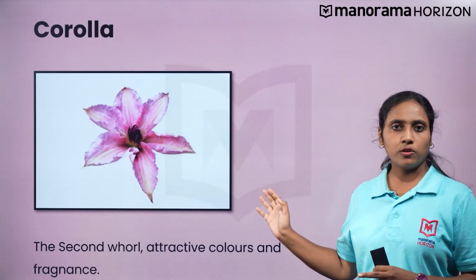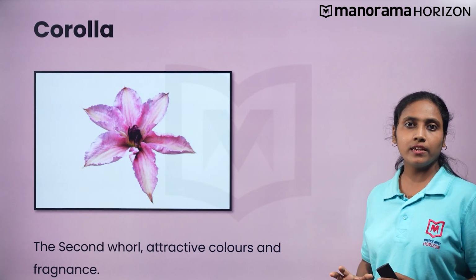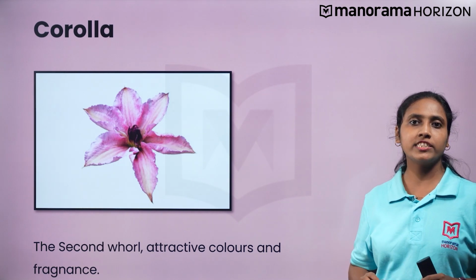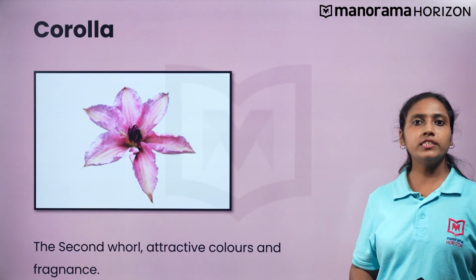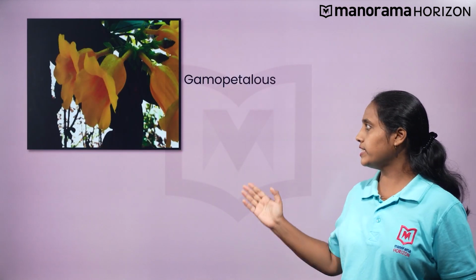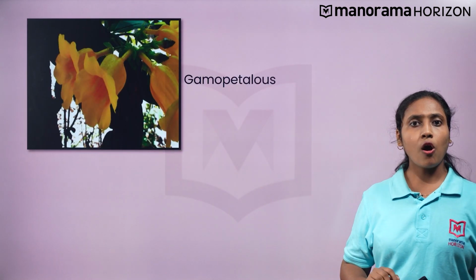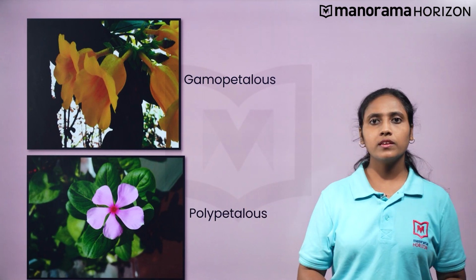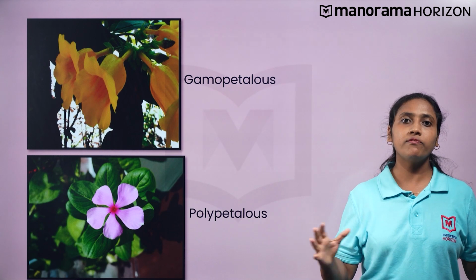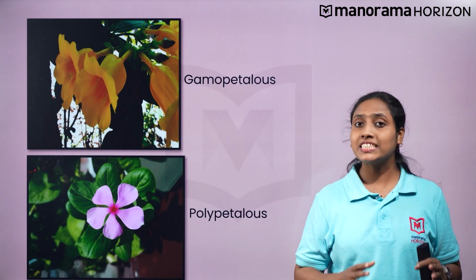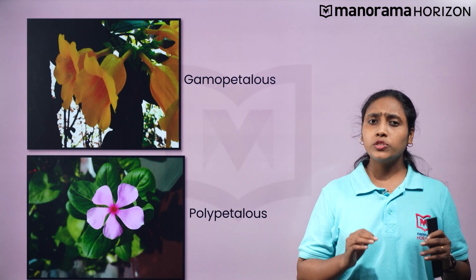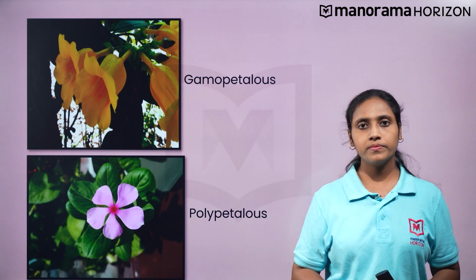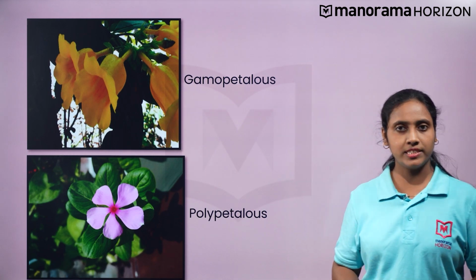Corolla constitutes petals which are brightly colored and have fragrance. Fragrance is for attracting pollinators. Petals may also be united as in gamopetalous or free as in polypetalous. You might have observed different flowers have different color petals, size and shape. So, how are the sepals and petals arranged in a flower? There is a particular pattern seen.